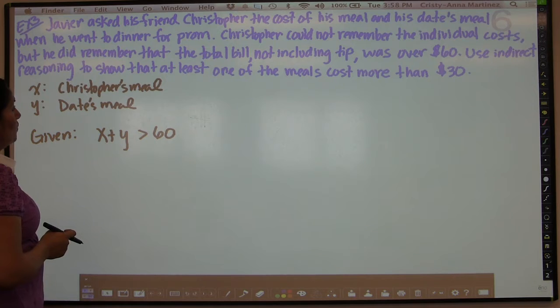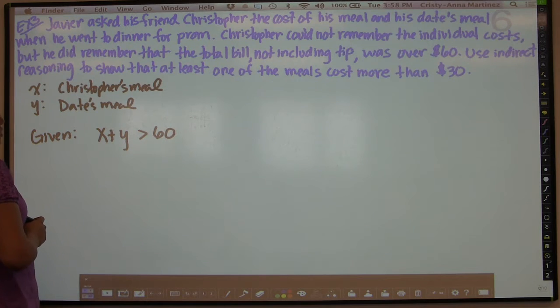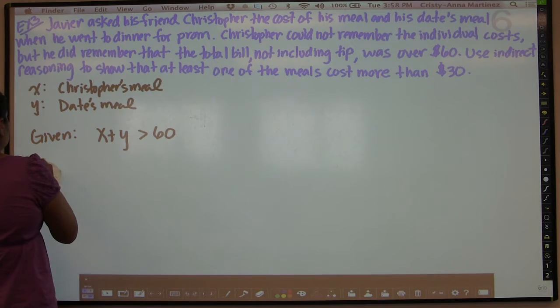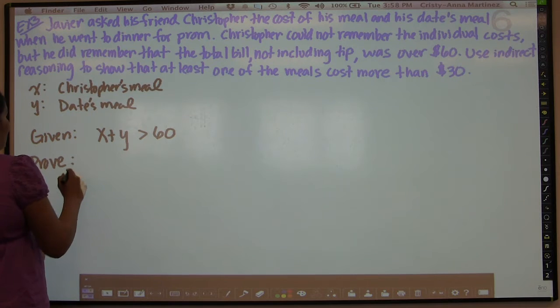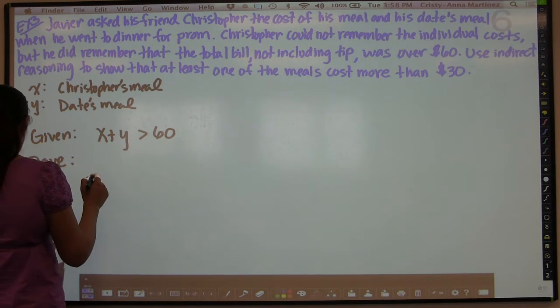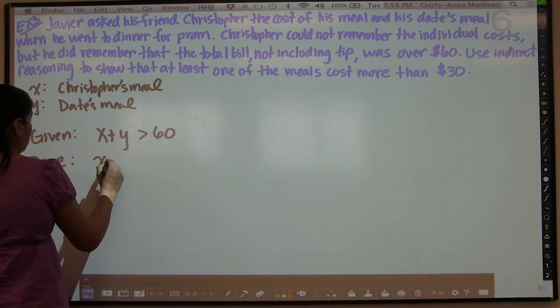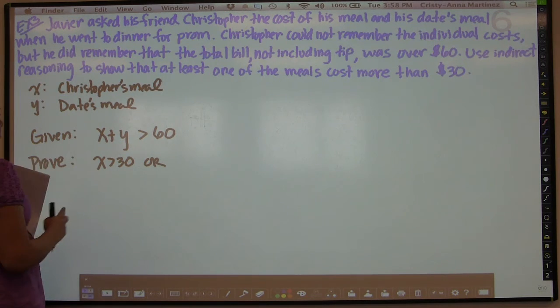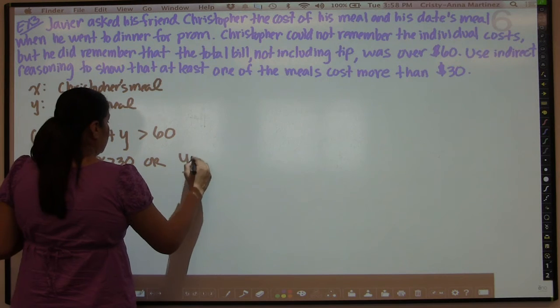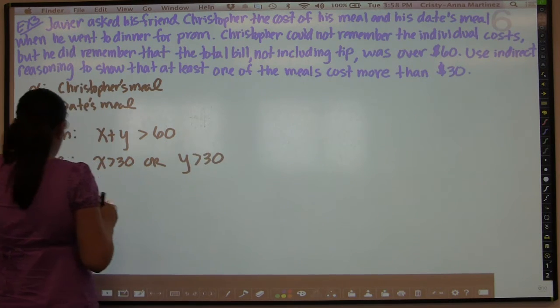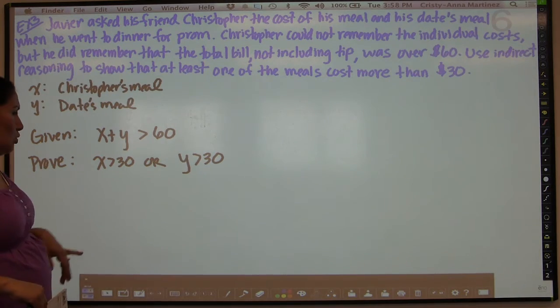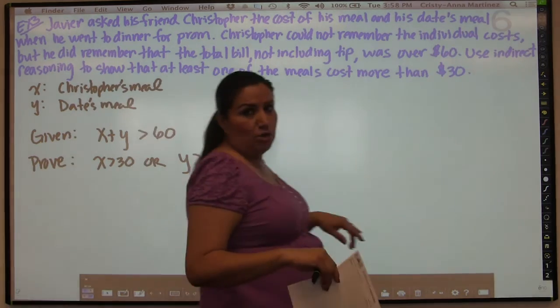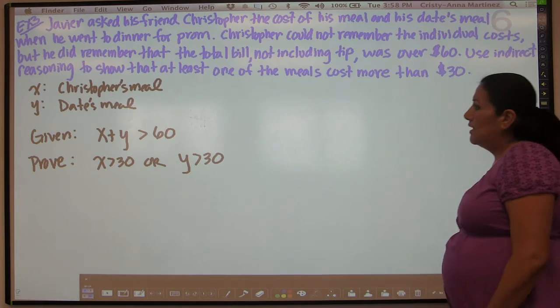And what they want us to prove is to show that at least one of the meals, so at least means or, so either X is greater than 30, so remember X is Christopher's meal, so either Christopher's meal was more than $30 or his date's meal was more than $30. Now remember that with an or statement, you only have to prove one of those in order for this to work. So there you go.